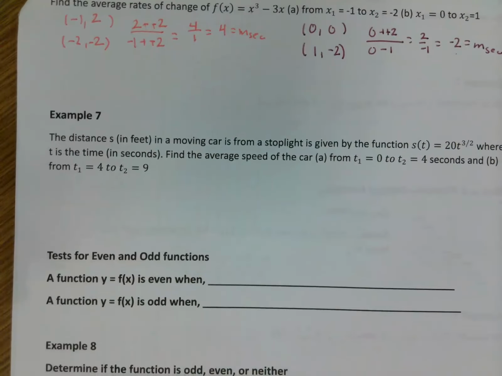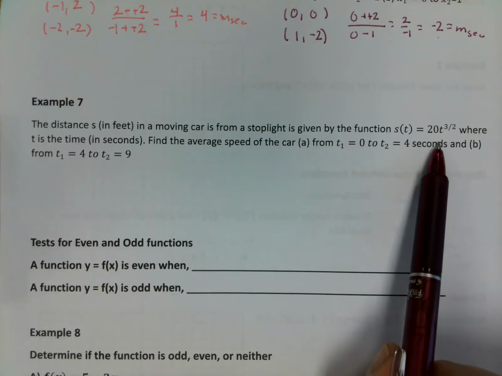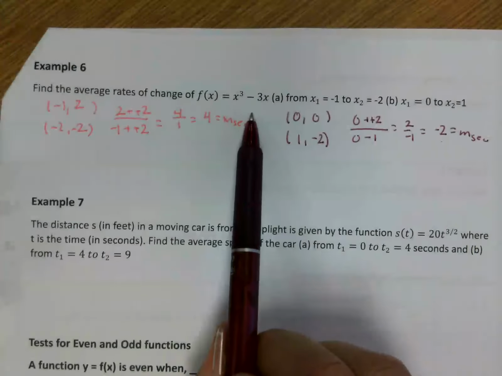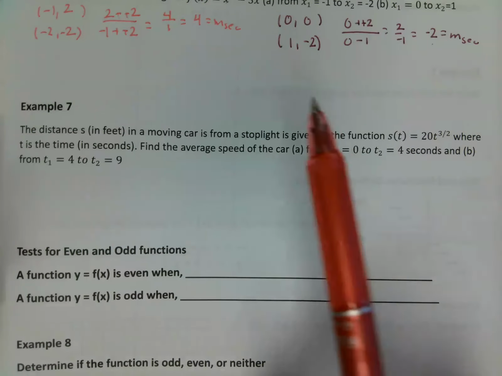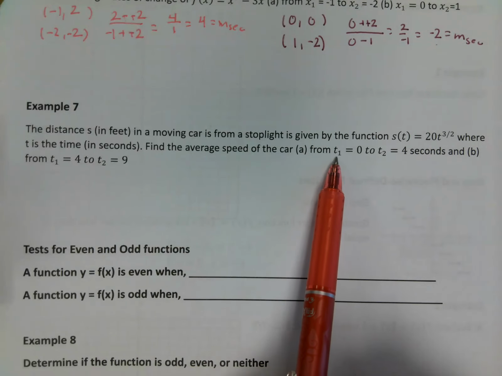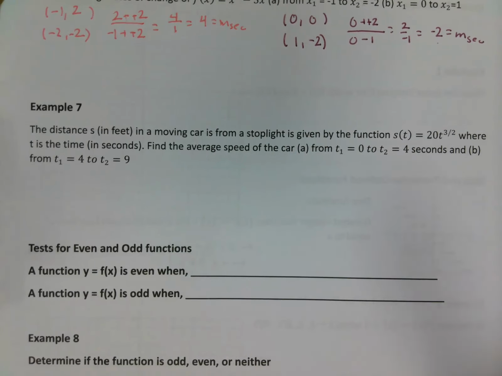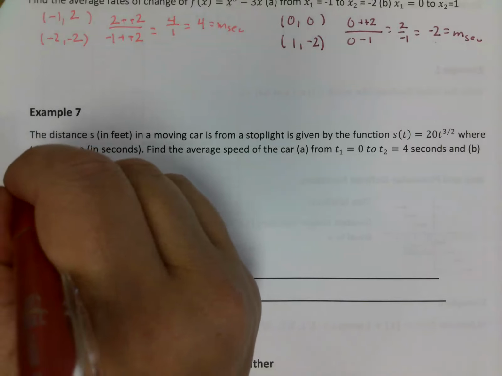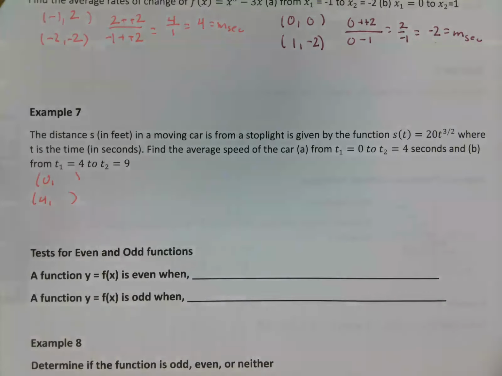So if I look at example 7, it says the distance in feet of a moving car from a stoplight is the given function of this. So here's my function, just like how this up here was my function. It says where t is the time in seconds. Find the average speed of the car from t1 to t2. So this is exactly what we just did, except in a format with words. So if I were to find my 2 points, if I plug 0 into the equation, if I plug 4 into the equation, what do I get out?